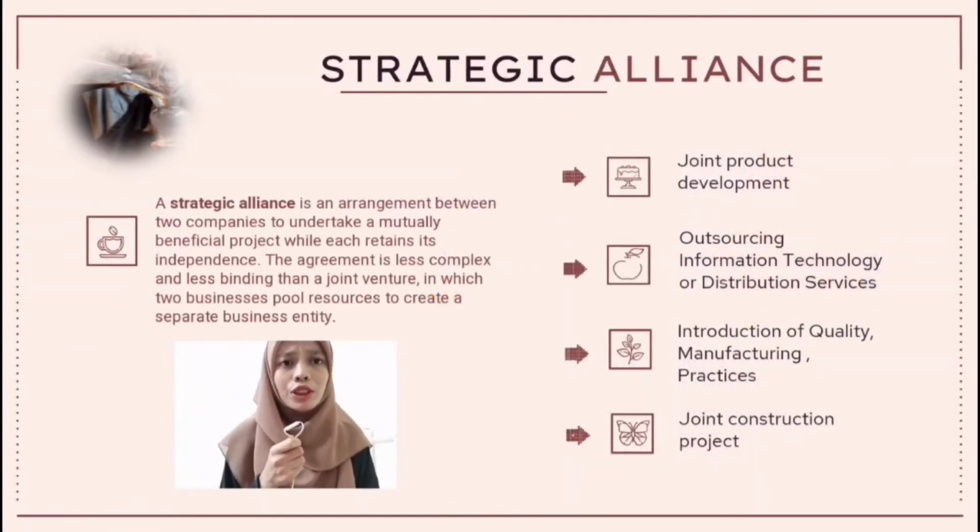So, we move to the strategic alliance. What is a strategic alliance? A strategic alliance is an arrangement between two companies to undertake a mutually beneficial project while each retains its independence. The agreement is less complex and less binding than a joint venture, in which two businesses pool resources to create a separate business entity. There are four common objectives of a strategic alliance: first, joint product development; second, outsourcing information technology or distribution services; third, introduction of quality manufacturing and practices; and last, joint construction projects.